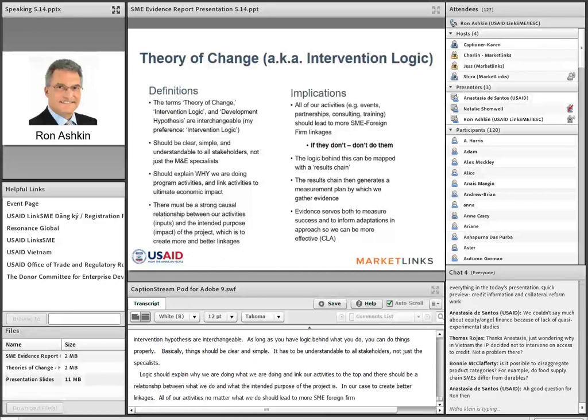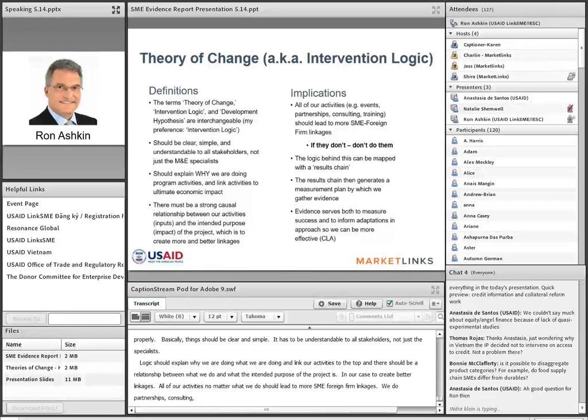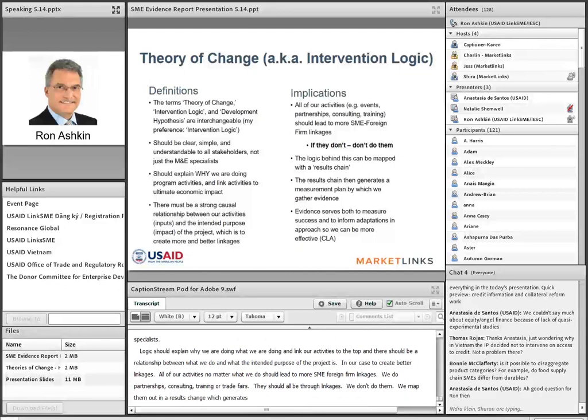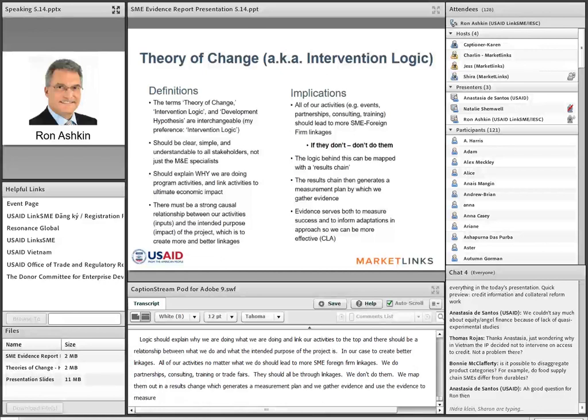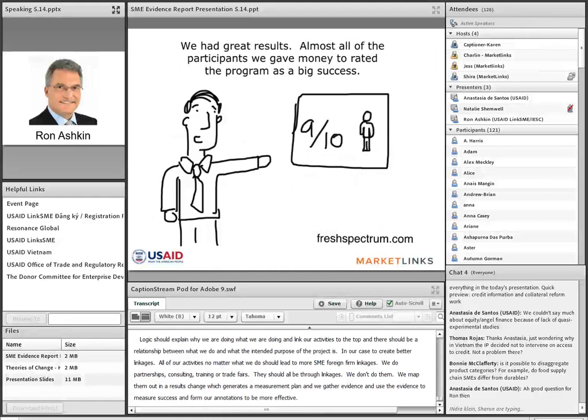So whether we do what are called events or partnerships or consulting or training or trade fairs, they should all lead to linkages. So if they don't, we don't do them. And we map them out in a results chain. The results chain generates a measurement plan. That's how we gather evidence. And then we use evidence to both measure our success and to inform our adaptations. That way we can be more effective. That's our collaboration, learning, and adaptation mandate.